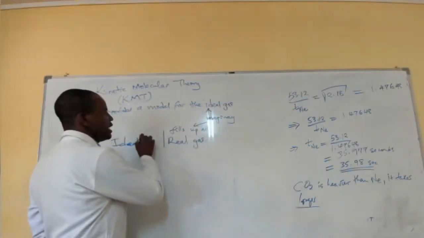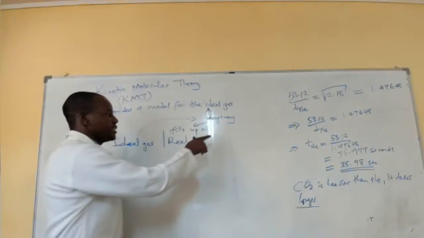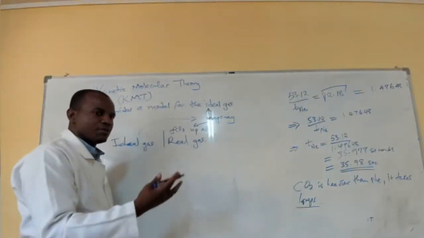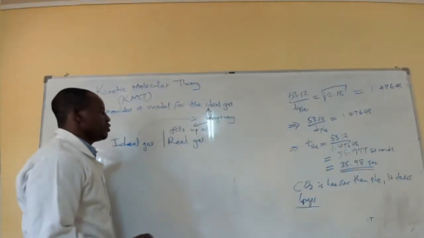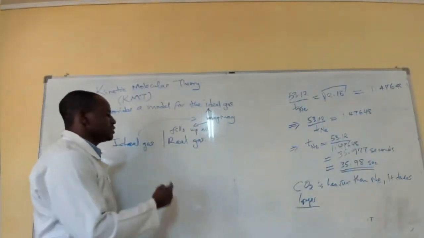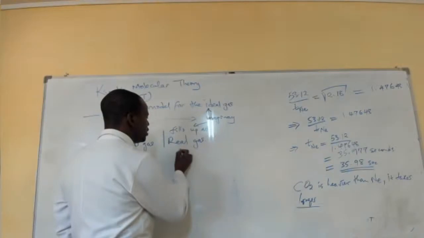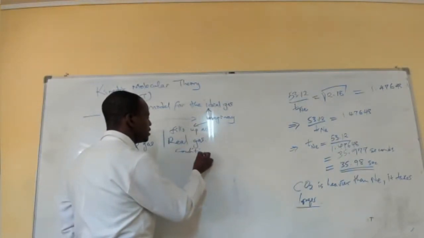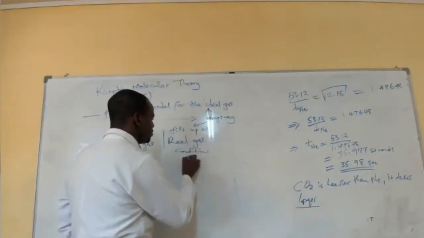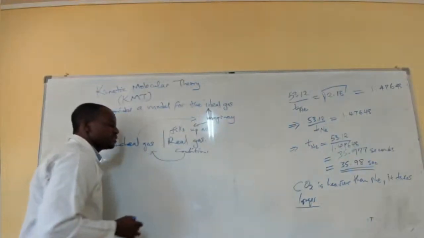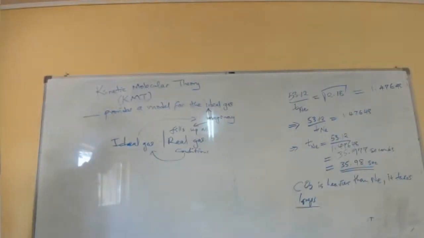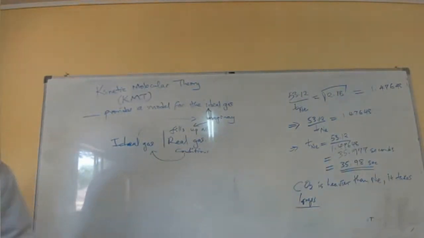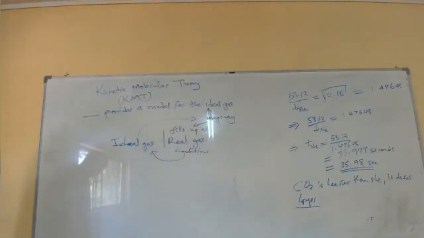So an ideal gas, remember we have said, is an imaginary gas. A real gas is a real gas, like carbon dioxide and so on and so forth. You may also want to know at which conditions these real gases actually exhibit ideal gas properties, for example. Okay, so you can try and understand that.